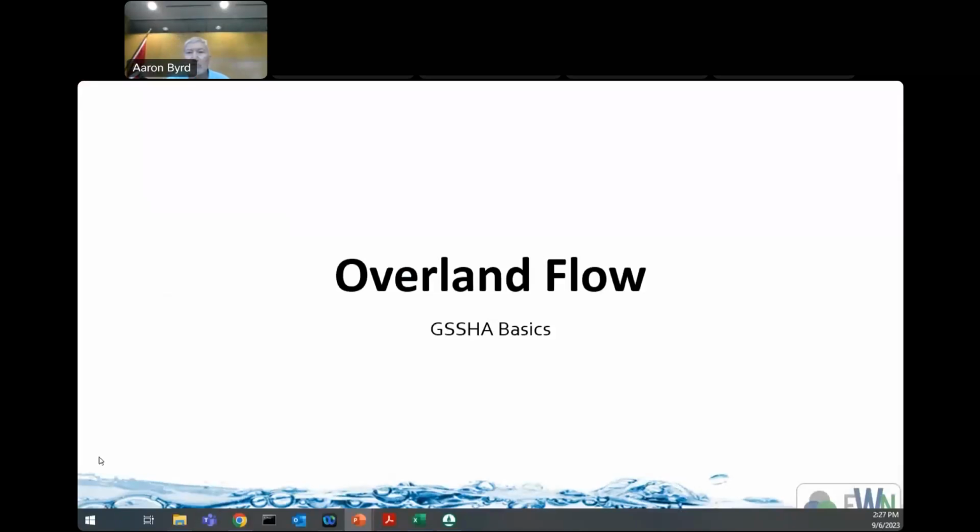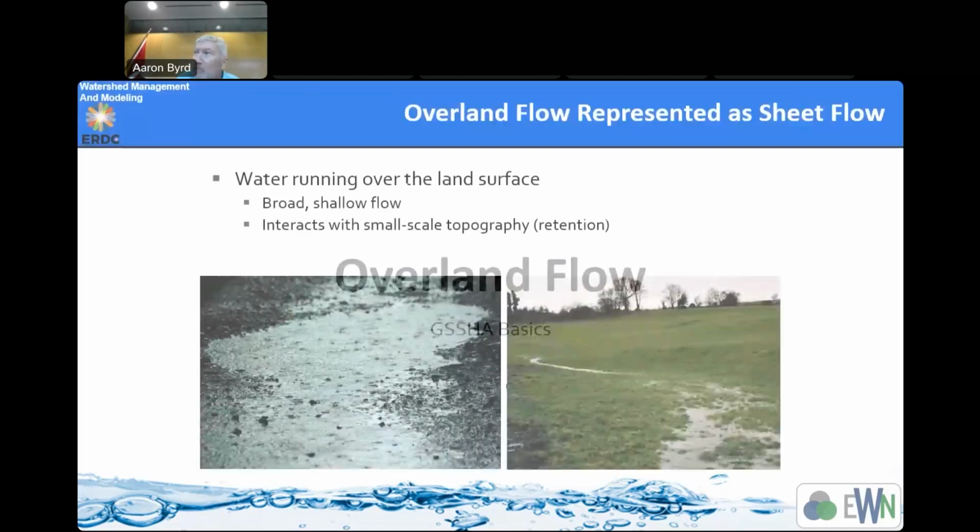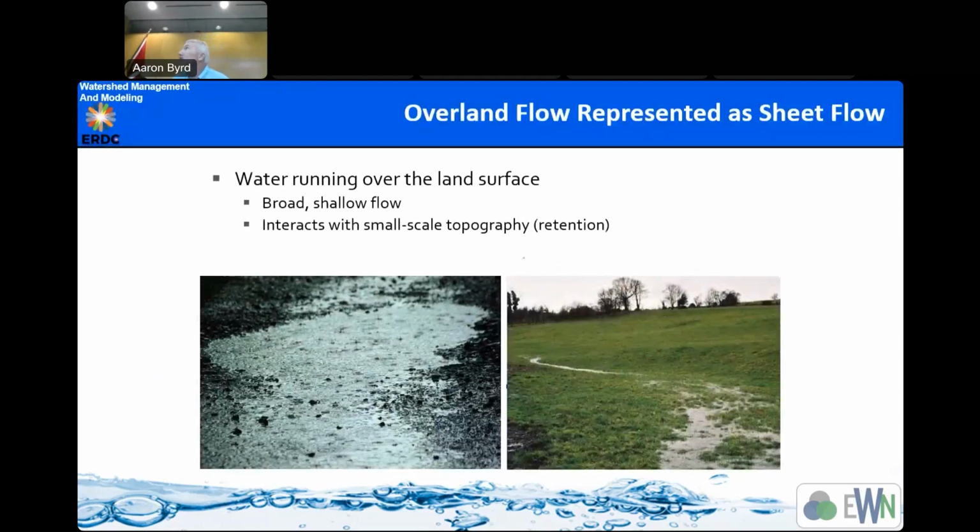All right, so from here on out, we're going to be digging into processes in much greater detail. We're going to start with Overland Flow, which is the basic part of the GSSHA model. Overland Flow is represented as sheet flow in the model. So if you're in a grid cell, the water is a uniform depth flowing across that cell.